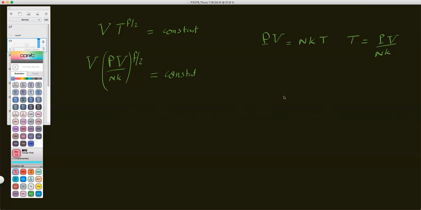So we're going to take the 2 over F root. I want to get rid of that F over 2, so I'm going to take the 2 over F root of everything. Now, when I take the 2 over F root of the constant, it doesn't matter, it's still a constant. It's like constant or constant squared.